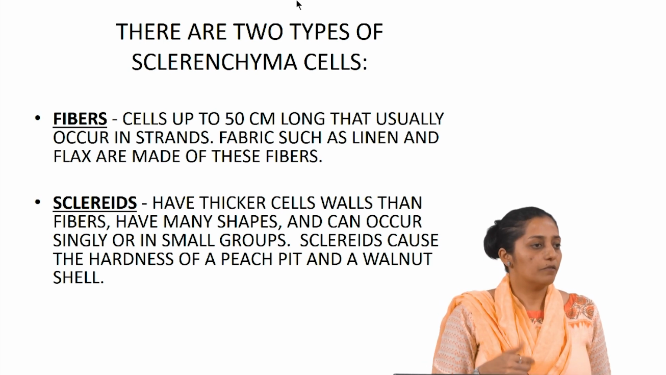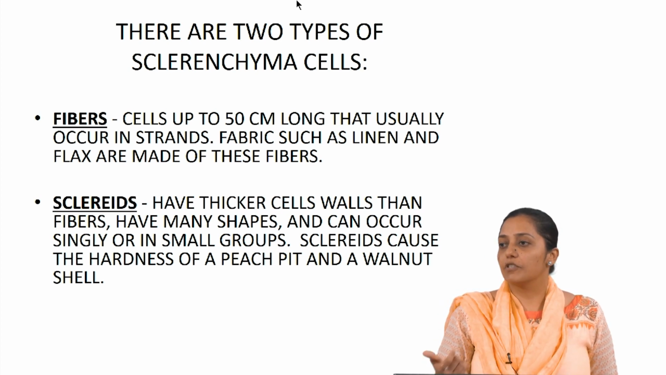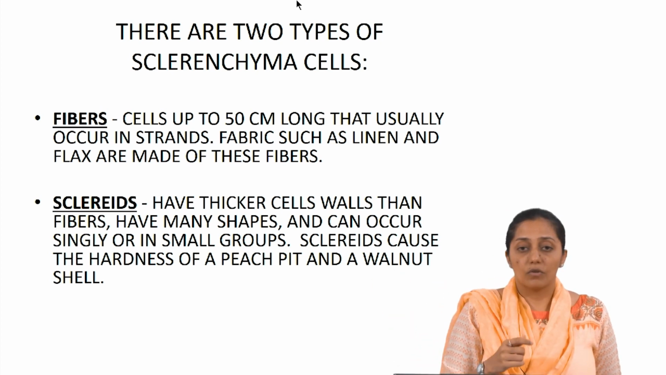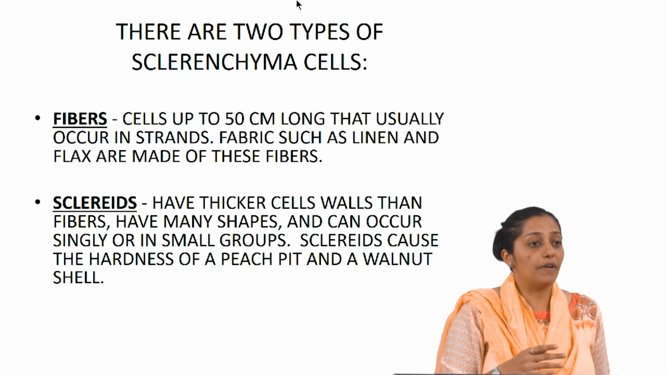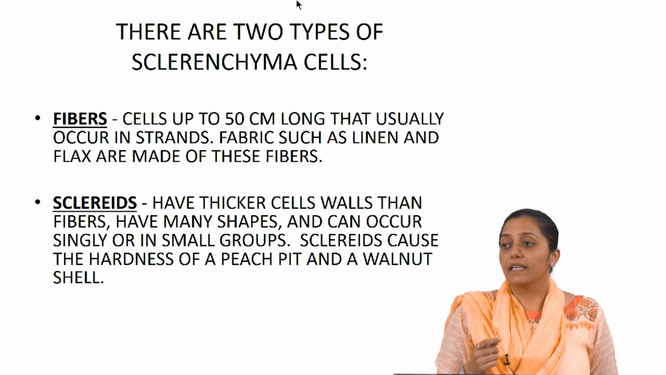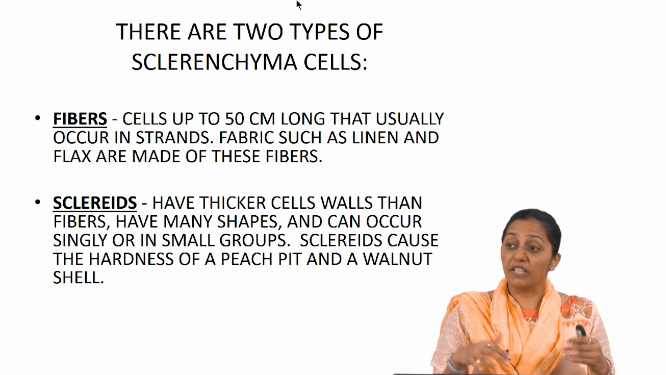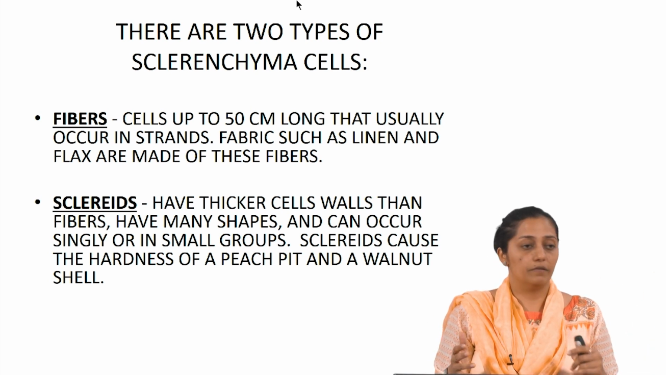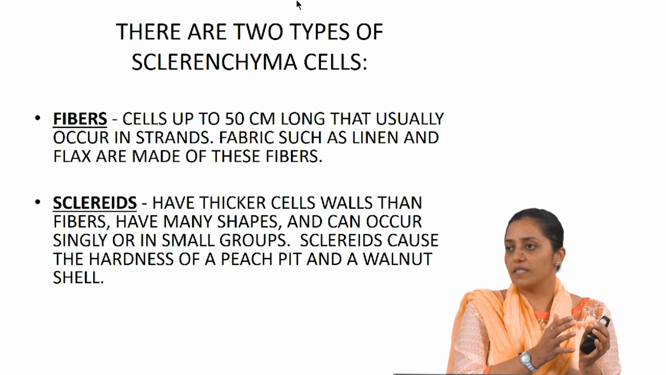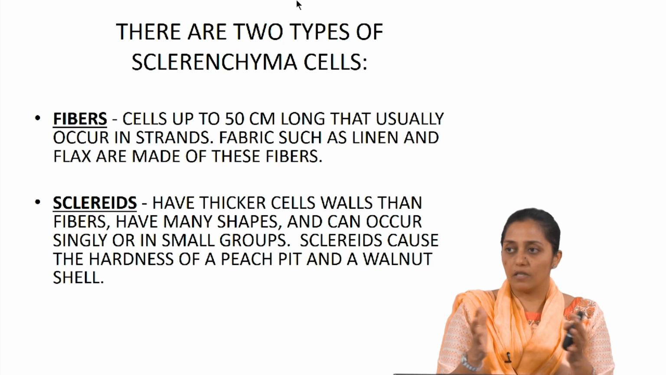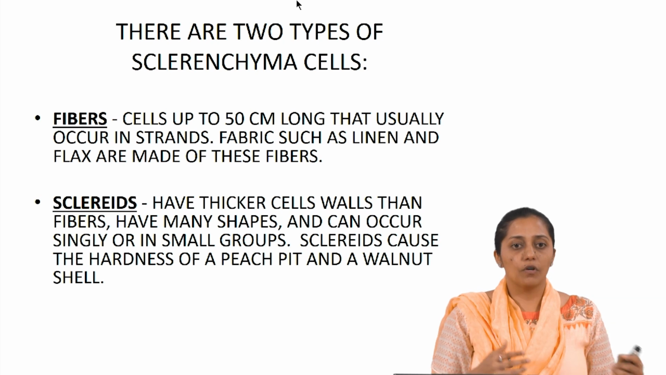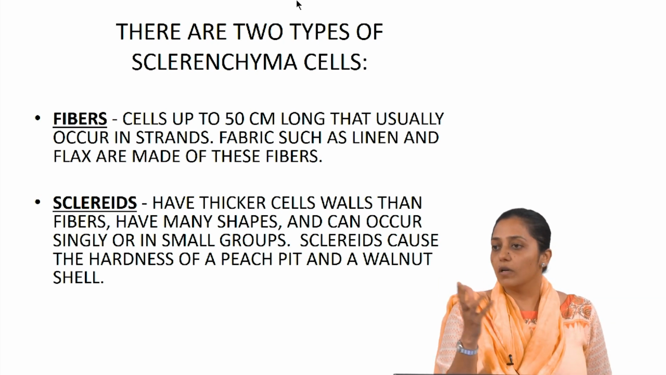So there are two types, fibers and sclereids. Fibers, I was mentioning, are very long cells, even up to 50 centimeters long. Like in your fabrics, I said linen and flax. Then sclereids you will find have a much thicker cell wall, even more than fibers. Even a small group of cells, you can see them together, or even single cells with large size, is where they will be used to protect that peach pit and your, what else? Walnut. Those are all your sclereids.